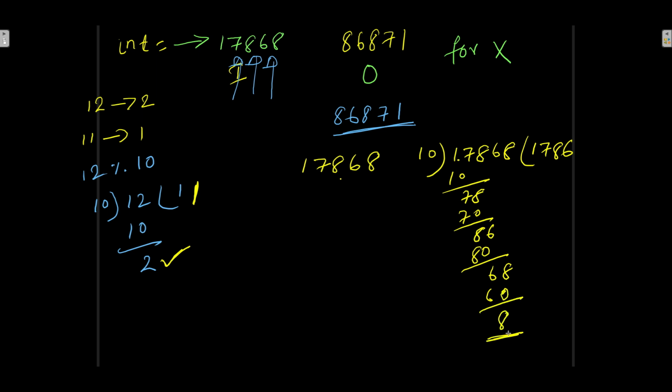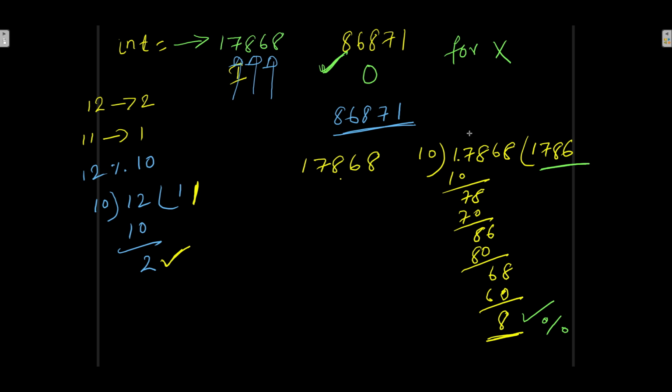So this is my modulus, right? 8 is my modulus. So I got one input, 8, and after reversal, this is the first element, 8. So 8 I got it. After doing the modulus I got 8. Now what is the number remaining, guys? This is your modulus and this is your division.